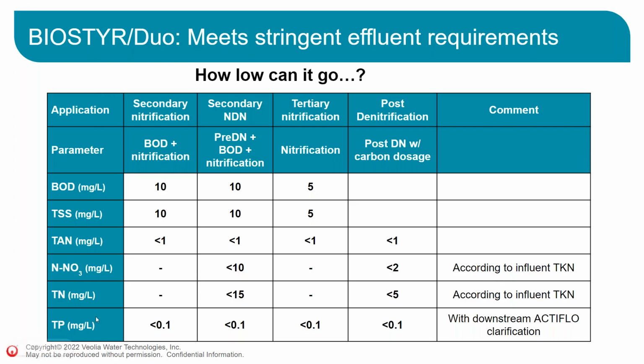One thing I want to highlight here is that phosphorus removal is not achieved. There's no biological phosphorus removal with the Biostyr. However, it's possible to combine Biostyr with an active flow downstream or any ballasted flocculation for chemical precipitation of the phosphorus. And with this combination of Biostyr and ballasted flocculation, it's possible to go below 0.1 milligrams per liter as phosphorus. It's just something you need to keep in mind.